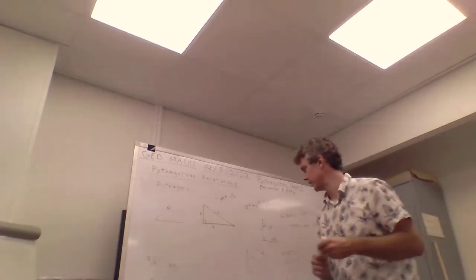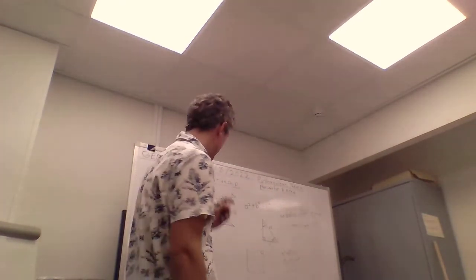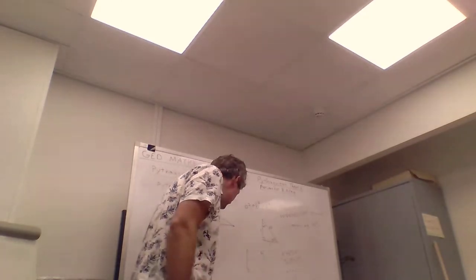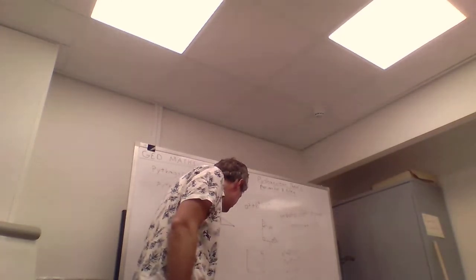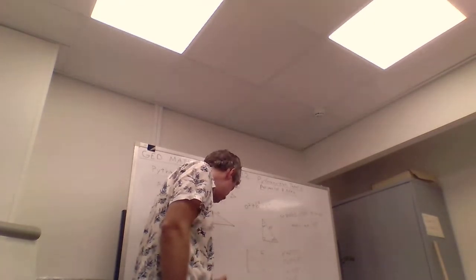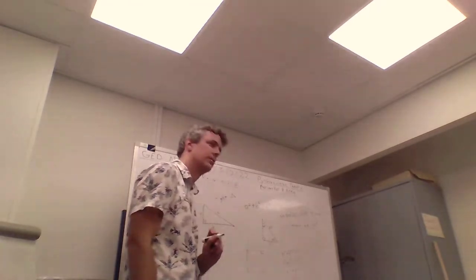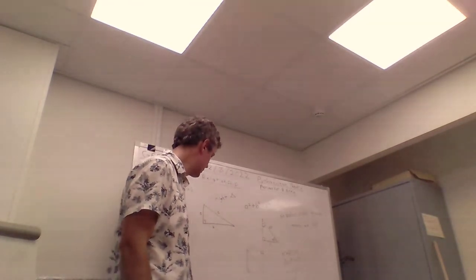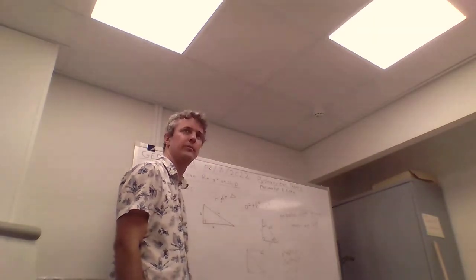There's one other one that's interesting, and that is when we have this is 90, this is 60, and this is 30. The interesting thing with this one is that this is 1, and this is 2. This is twice this one. And this is a square root. We can figure this one out.